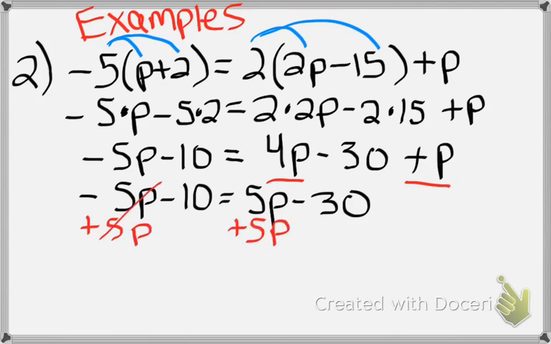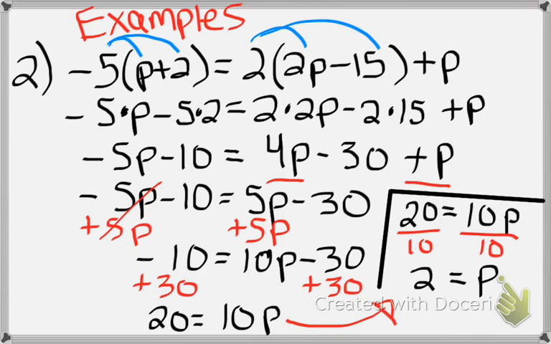Cancel on that side. And on the left side, you're left with negative 10 equals, on the right side, positive 10p minus 30. Now take your time. You should be able to solve from here. It's a two-step equation. I ran out of room, so I had to go to the side, but you end up with 2 equals p. P equals positive 2. That would be the answer to this solution.